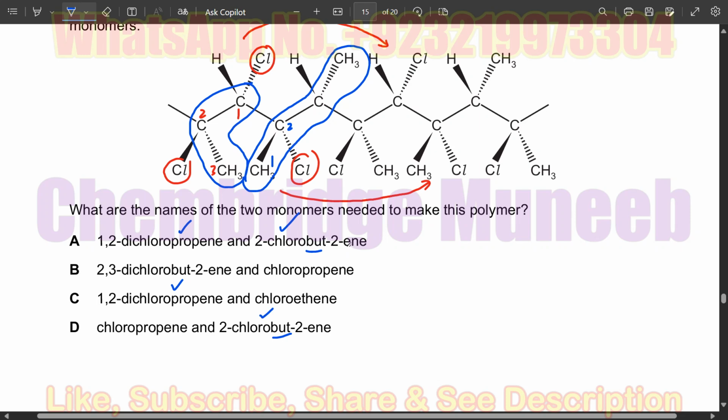And this ene part is the one which is basically connecting two monomers, since it is a polymer in which the double bond has already been broken down into a single bond. That's why we have the double bond present on carbon number 2. So 2-chlorobutene is the right name. Considering we have 2 ticks on option A, A is the right answer.